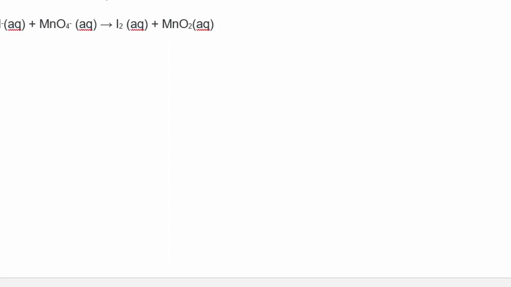So here is our reaction. And the first thing we need to do when we're going to balance one of these reactions is to separate into our half reactions. So I'm going to have my iodine in one reaction, reactants on the reactant side, products on the product side. And I'm going to have my manganese in a second half reaction, again, keeping the products on the product side and the reactants on the reactant side.